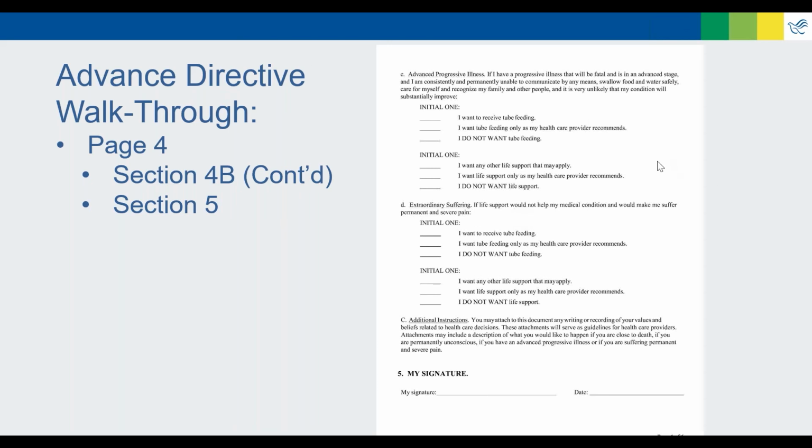Okay, so you might take a few minutes here to talk about those or think about those decisions if you haven't initialed your choices already. And then when you come back, if you do pause, we'll talk about this section 4C, additional instructions.